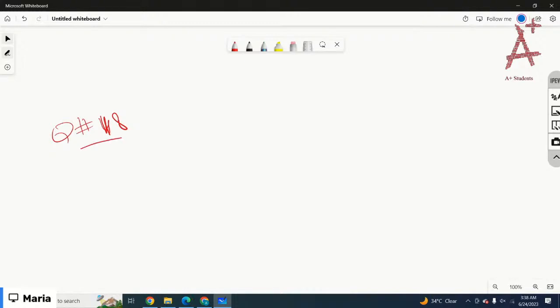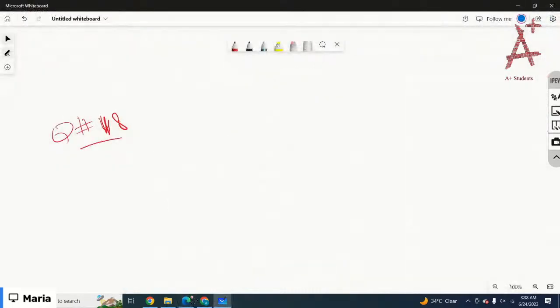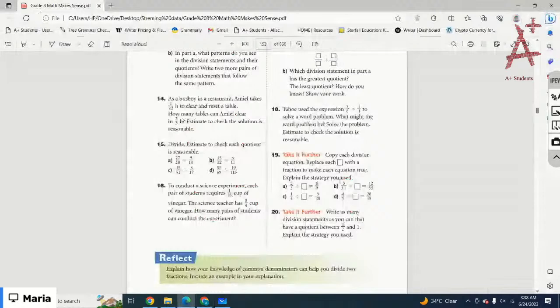So you have to divide, that is 7 over 8 divided by 1 over 4. Just replace the division sign with multiplication. 4 times 2 is 8. So it would be 7 over 2. Got it? Okay, you can do the rest of the questions on your own.